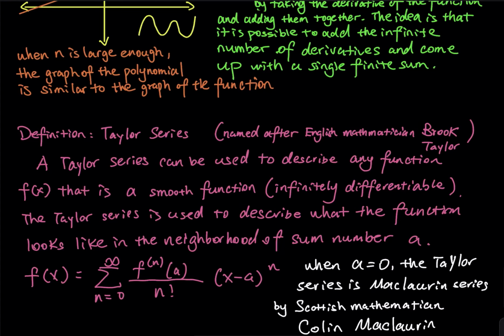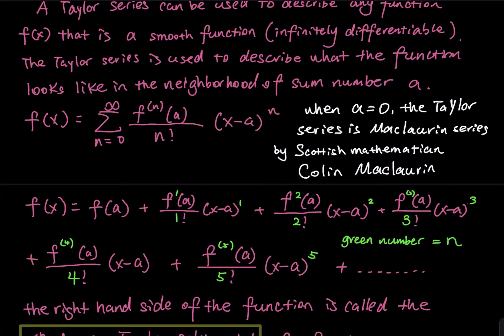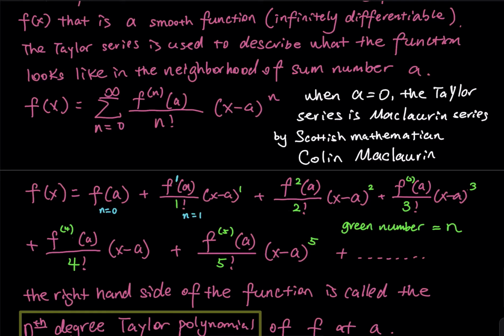So let's take a look at the expansion. When n is equal to 0, 0 factorial is 1, and a non-zero number raised to the 0 power is 1. So when n is equal to 0, we only have f of a. When n is equal to 1, we have this. Do you see that there is a blue 1 right here? This is actually not the first power, that is the first derivative, divided by 1 factorial, and then x minus a raised to the first power.